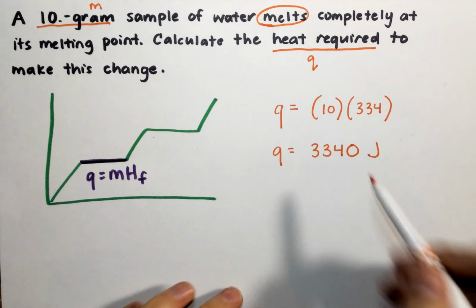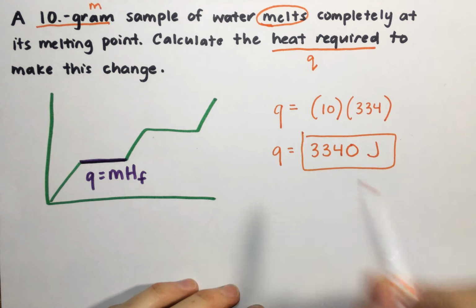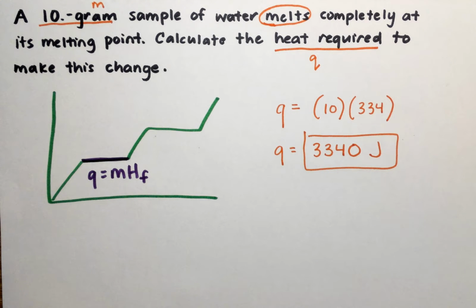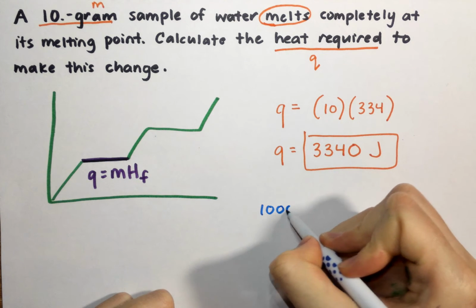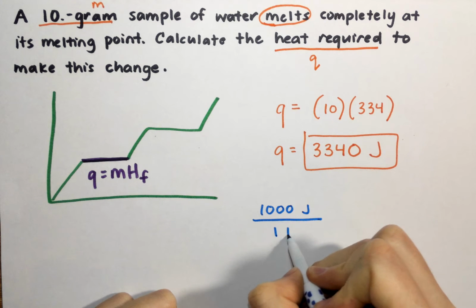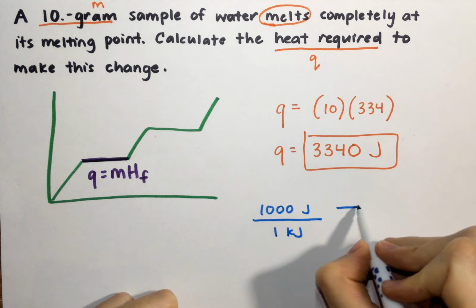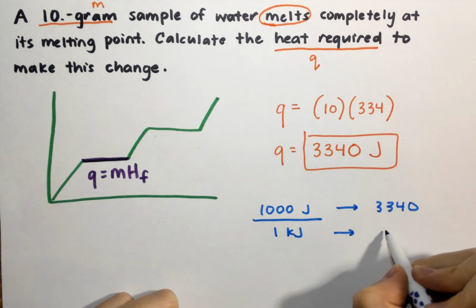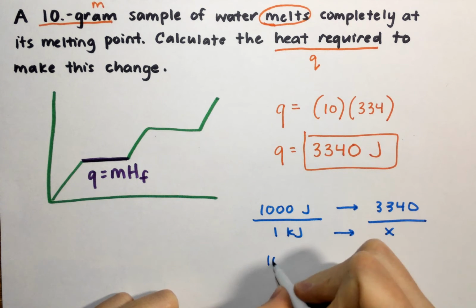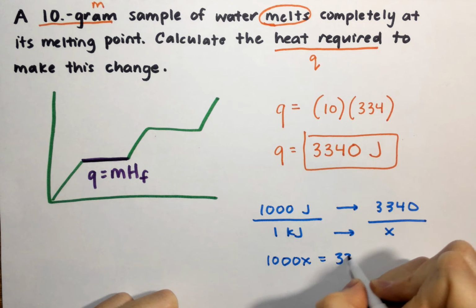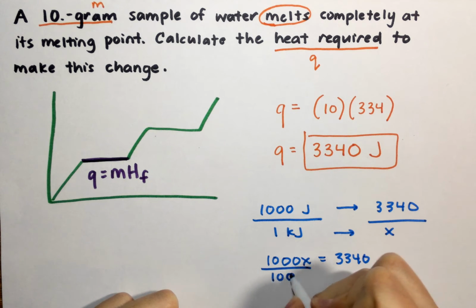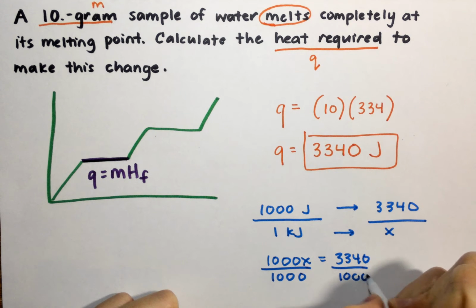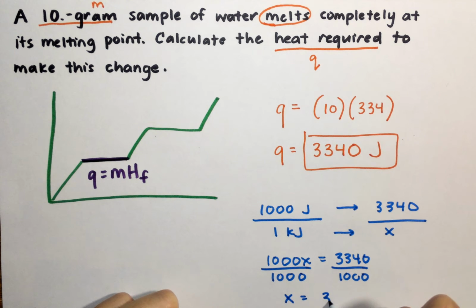If you really want to be fancy, you can convert this answer to kilojoules. I recommend just keeping things in joules to keep it simple. If you really want to know, 1,000 joules is equal to 1 kilojoule. I don't have 1,000 joules. I've got 3,340 of them. So I must not have 1 kilojoule. I have some unknown number, which just lets me know that if I divide that 3,340 by 1,000, then X is going to equal 3.34 kilojoules.